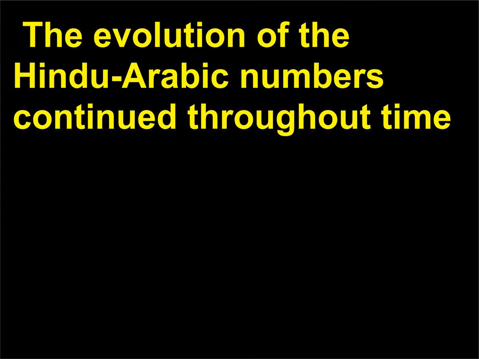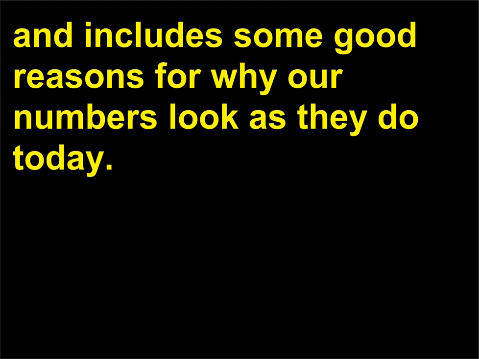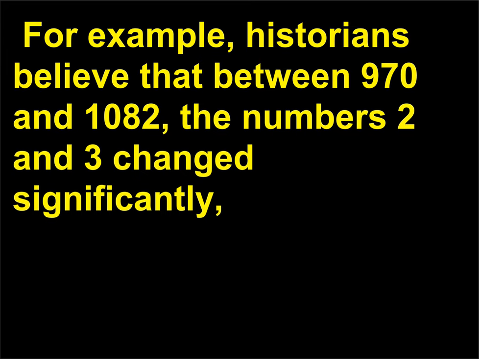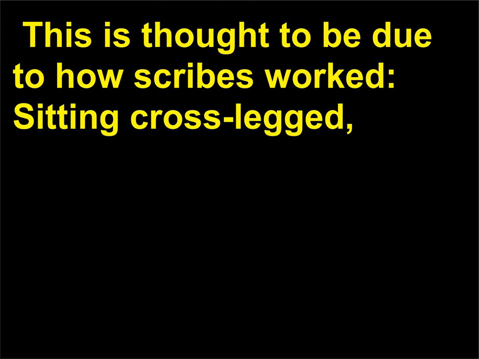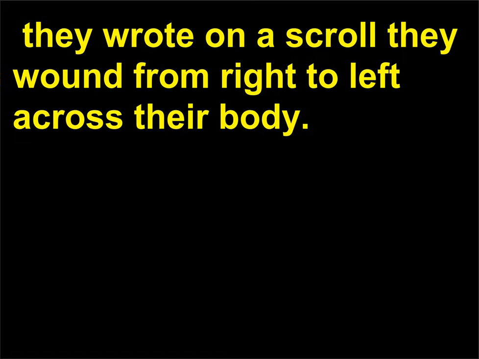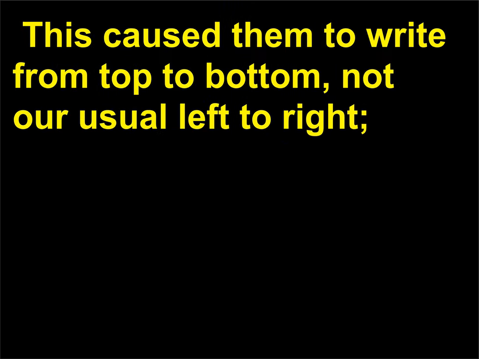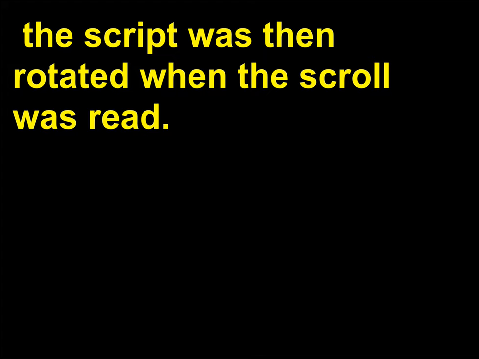The evolution of the Hindu-Arabic numbers continued throughout time, and includes some good reasons for why our numbers look as they do today. For example, historians believe that between 970 and 1082, the numbers 2 and 3 changed significantly, rotating 90 degrees from their original written position. This is thought to be due to how scribes worked, sitting cross-legged. They wrote on a scroll they wound from right to left across their body. This caused them to write from top to bottom, not our usual left to right. The script was then rotated when the scroll was read.